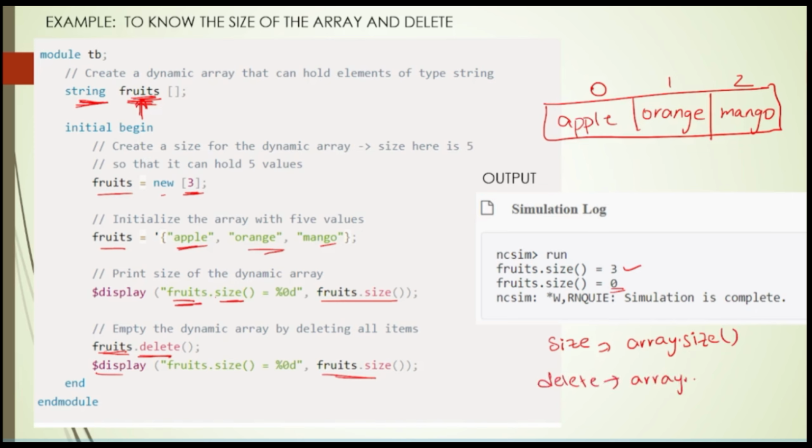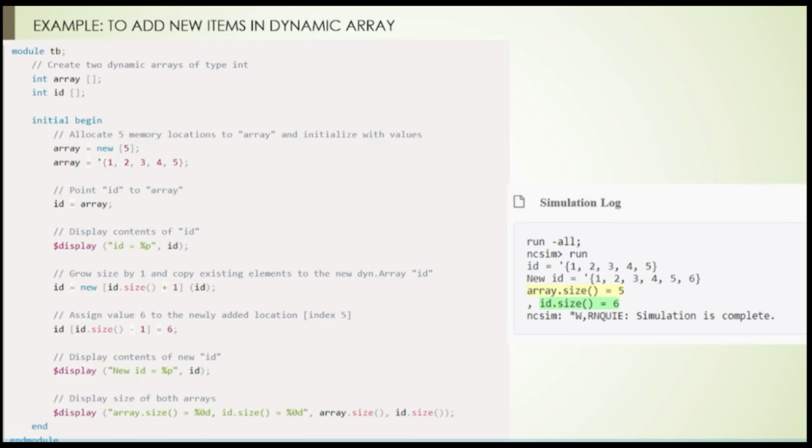So whenever you are using array dot delete, array is nothing but the array name. Fruits dot delete. So the entire memory locations will be deleted. Since there are no memory locations, it will be 0. Is it or not? Yes. So this is how you get the size of the array, and in order to delete the array, you will be calling these functions. Now let us see what we have to do if we want to add new items in a dynamic array.